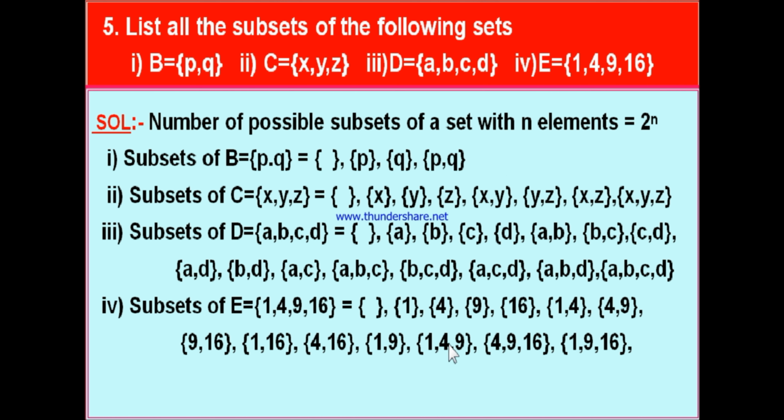Next, sets with 3 elements. Set 1 4 9, set 4 9 16, set 1 9 16, set 1 4 16. If you finish writing all the possible subsets with 3 elements, then write the set with 4 elements. Set 1 4 9 16. Like this, you can write all the possible subsets of any given set. This is question number 5.